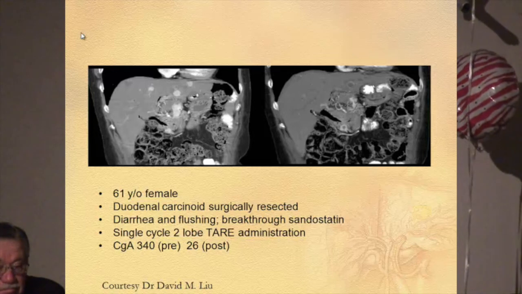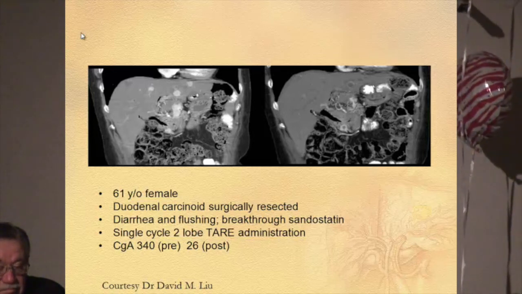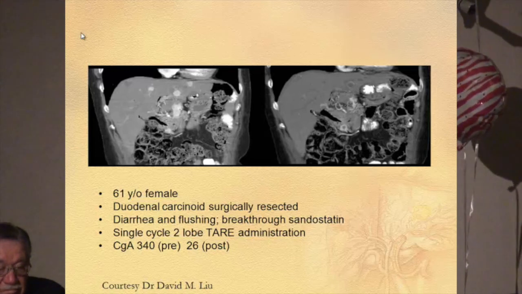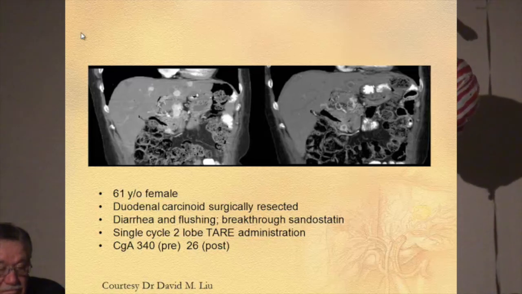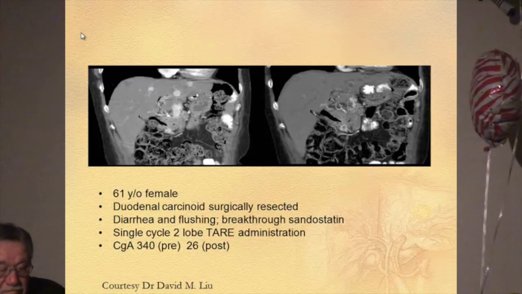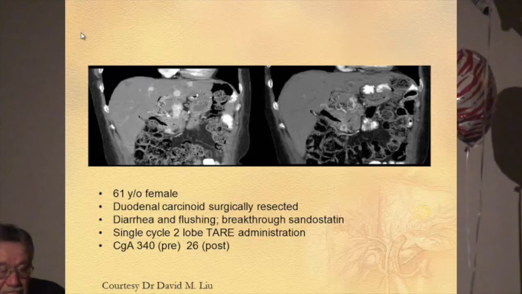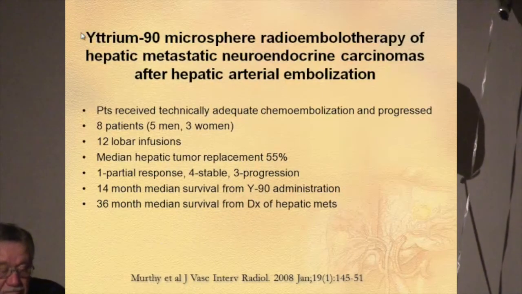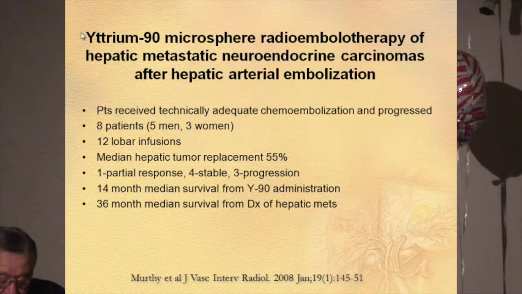This is a patient who has duodenal carcinoid. The left-sided picture shows those white areas inside of the liver. Those are hypervascular tumors. They have a large blood supply. 3 months later, the picture right next to it shows that there's no enhancement of those areas. Her chromogranin A dropped from 340 to 26.